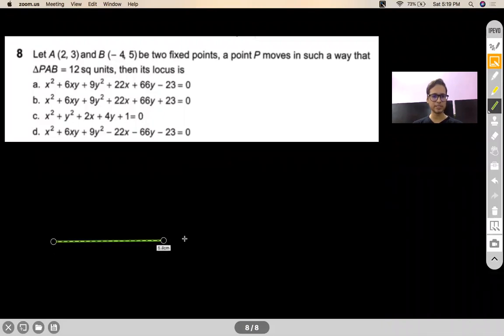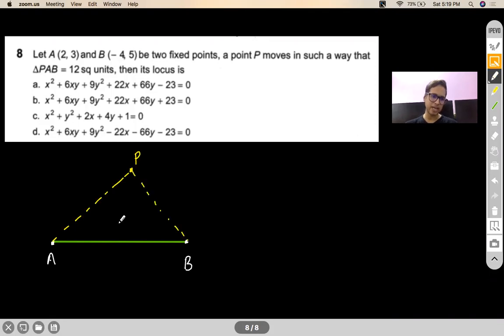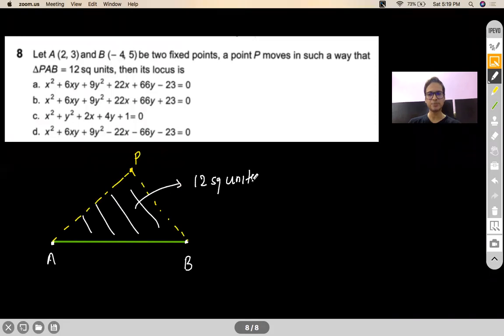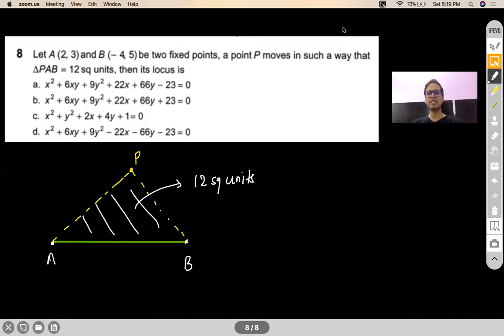Very good question. So again, I'm not drawing it to scale. I'm not drawing coordinate axes for this. So basically what is happening is that there is a moving point P which moves in such a way that it always maintains the area of this triangle to be 12 square units. Okay. Find the locus of P.